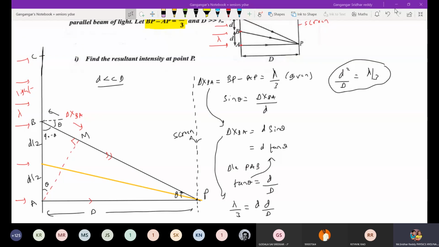Now similarly, we'll calculate the path difference. Between A and B it is already given as lambda by 3. Now with this data, we'll calculate the path difference between C and A. The similar geometry is what I'm going to take help of.